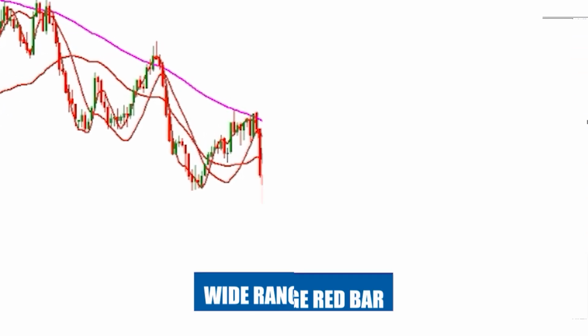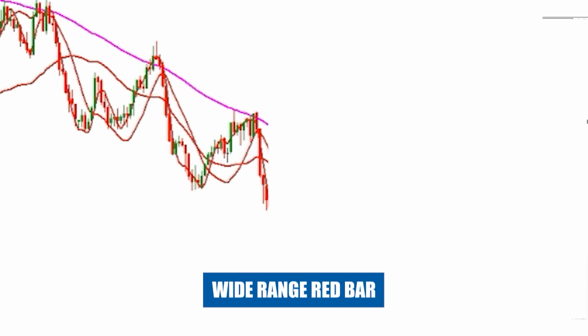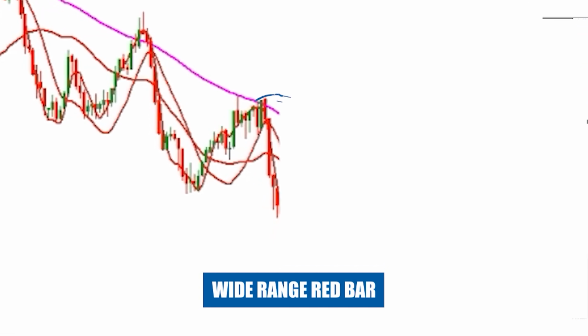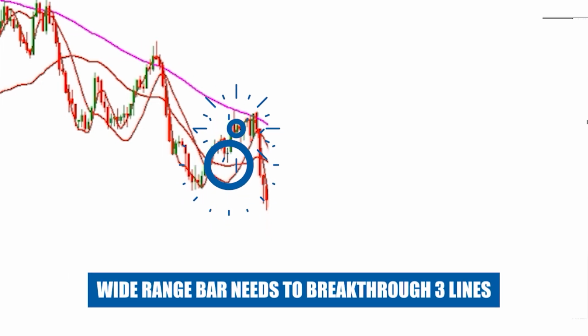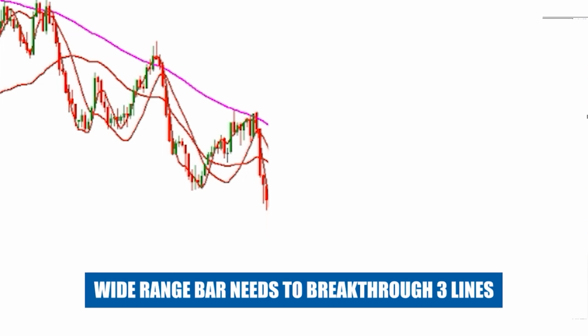Firstly, we need to find a wide range red bar. Now, the way you can tell it is wide range is that the surrounding bars will be significantly smaller. Secondly, the wide range bar needs to break through at least 3 of the 4 lines on the chart, which ultimately signals price passing through multiple time frames, which makes our entry that much more powerful.